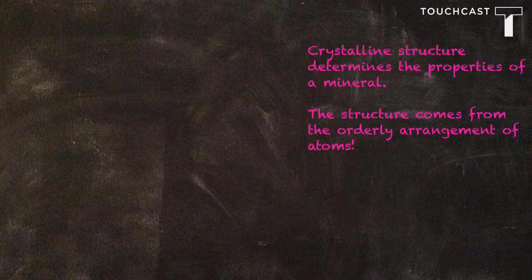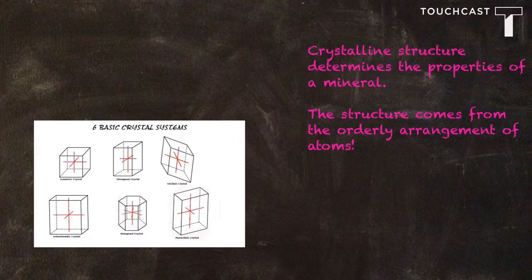Crystalline structure determines the properties of a mineral. So before you can identify, you have to think about these properties. Now these properties come from the orderly arrangement of all atoms. So these crystal shapes that we see here, these are 6 basic crystal shapes. They are all forming due to the orderly arrangement of the atoms in each mineral.